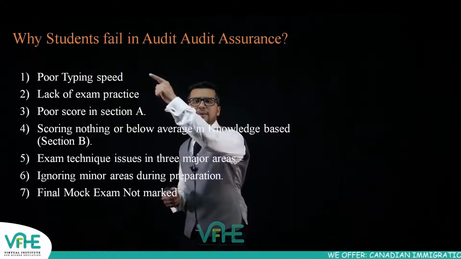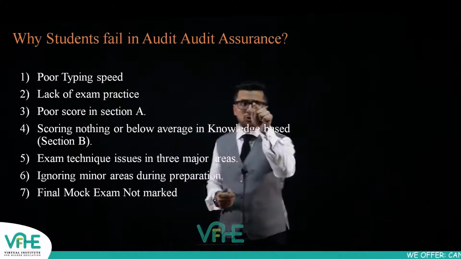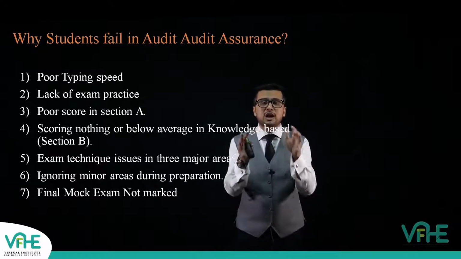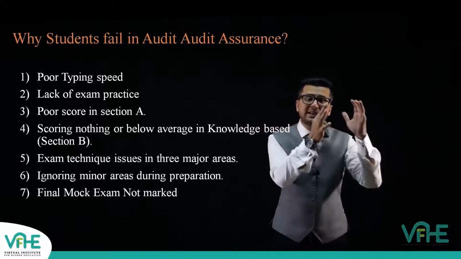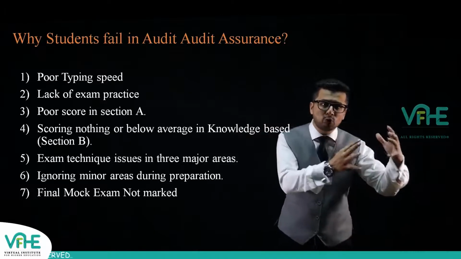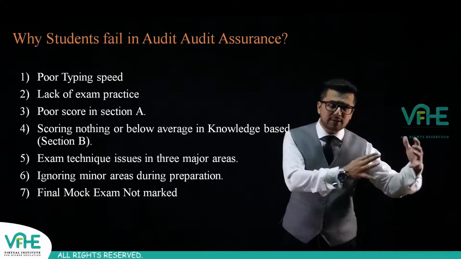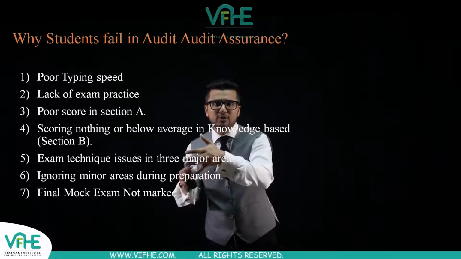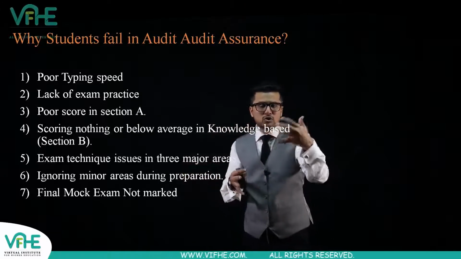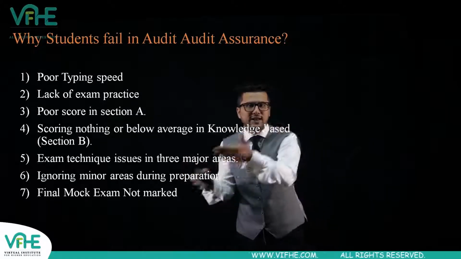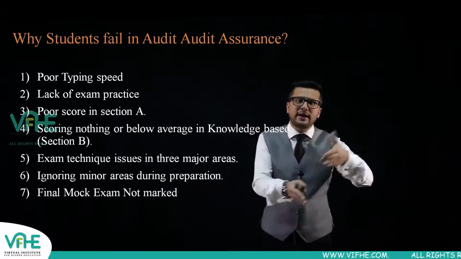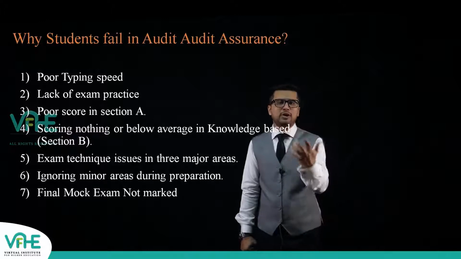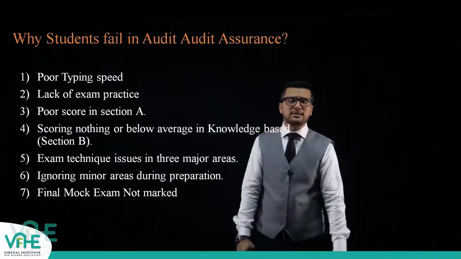So poor typing speed could lead any one of you to a situation in which a student attempts an 85-mark paper and ends up scoring 46, 47, 48. How does that sound? If a student attempts a paper for, let's say, 85 marks, and ends up unfortunately failing the exam at 47 or 46 marks, how do you rate this situation?